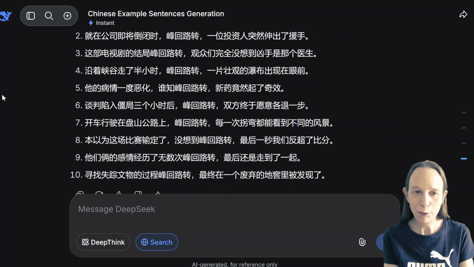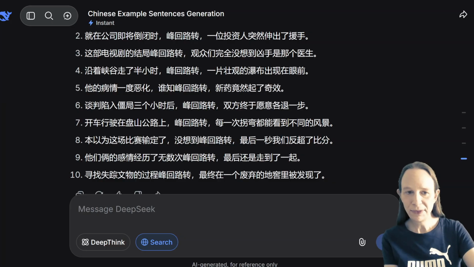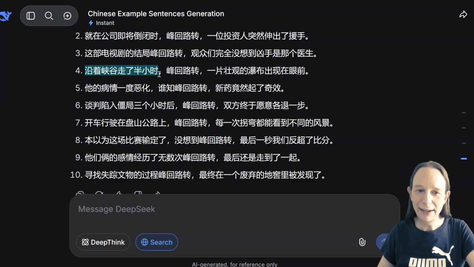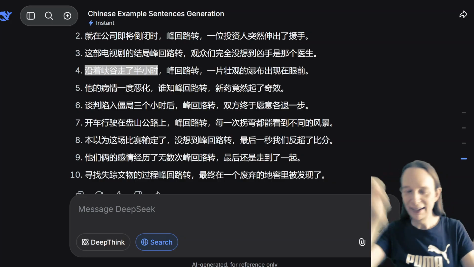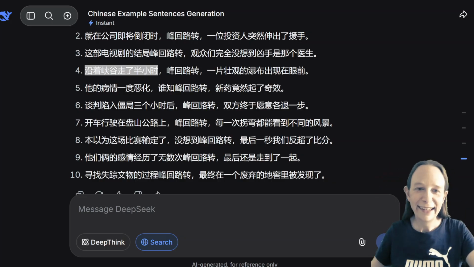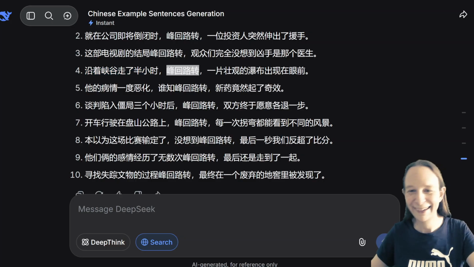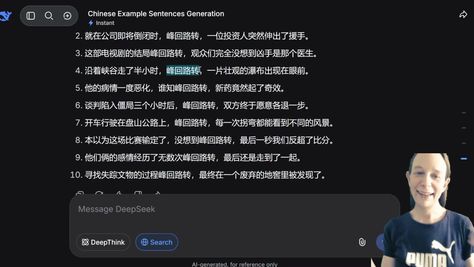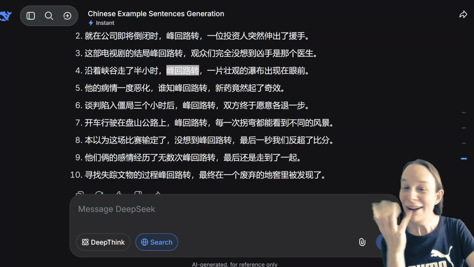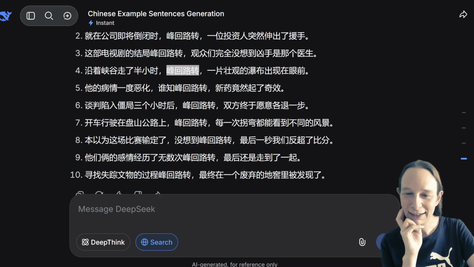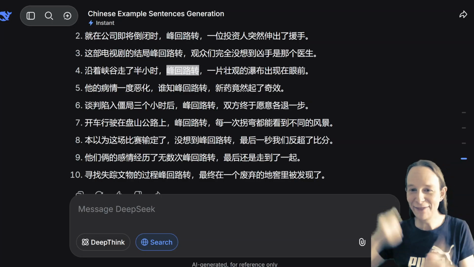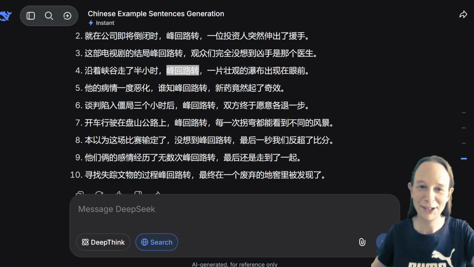沿着峡谷走了半小时，峰回路转，一片壮观的瀑布出现在眼前。Alright, so we're driving around the valley, and then by fortune, we run into a waterfall. It's like, driving around the valley. Whoa, it's a waterfall.